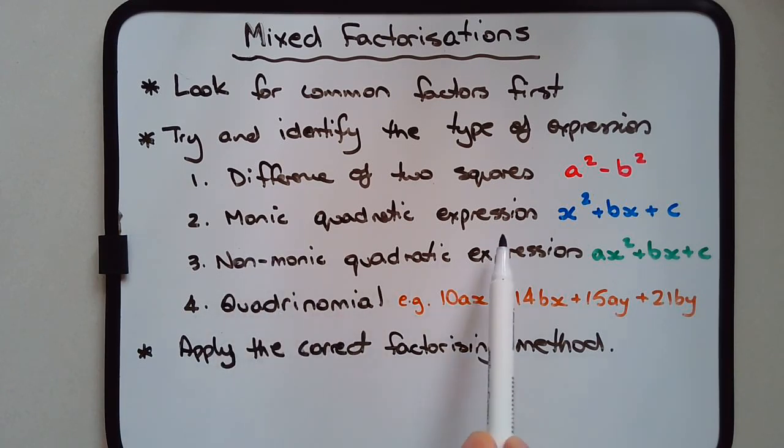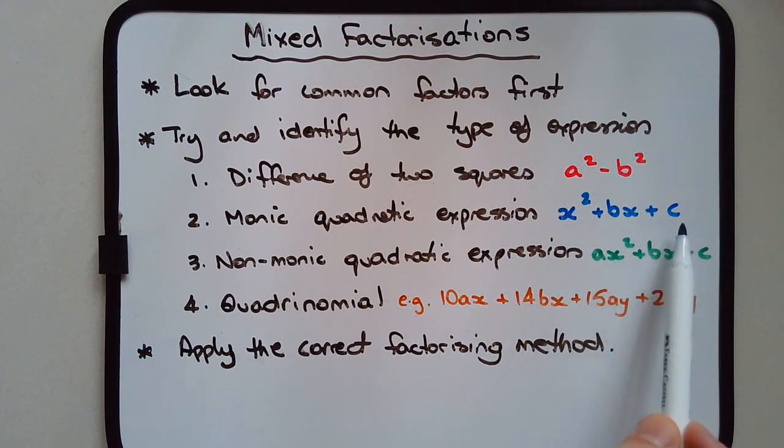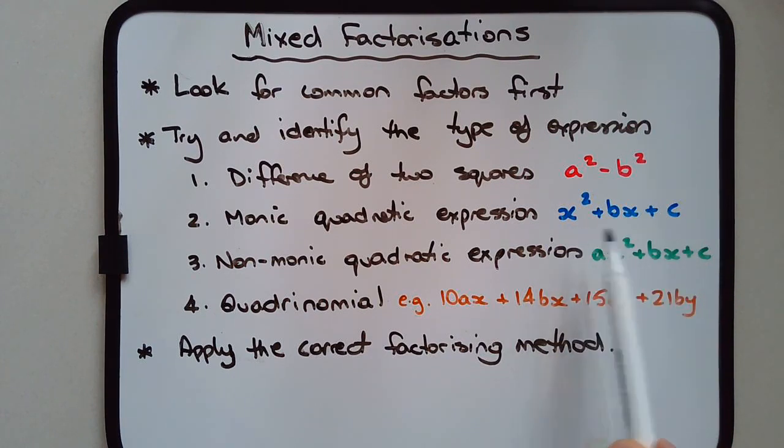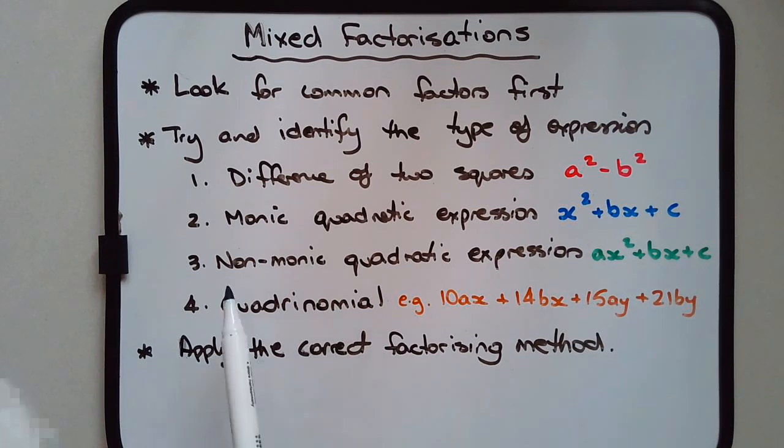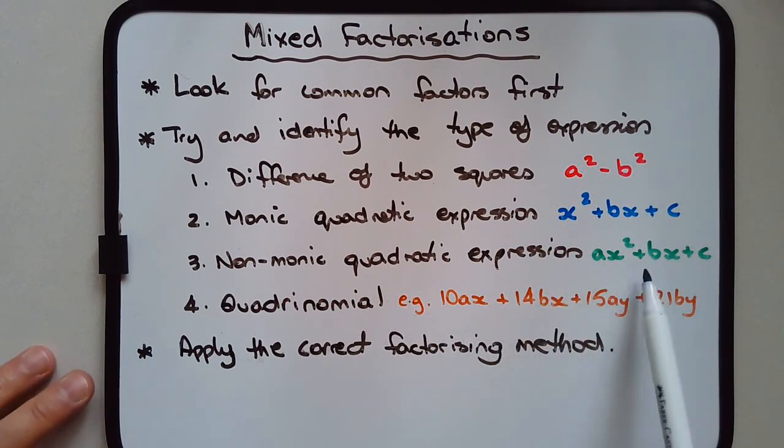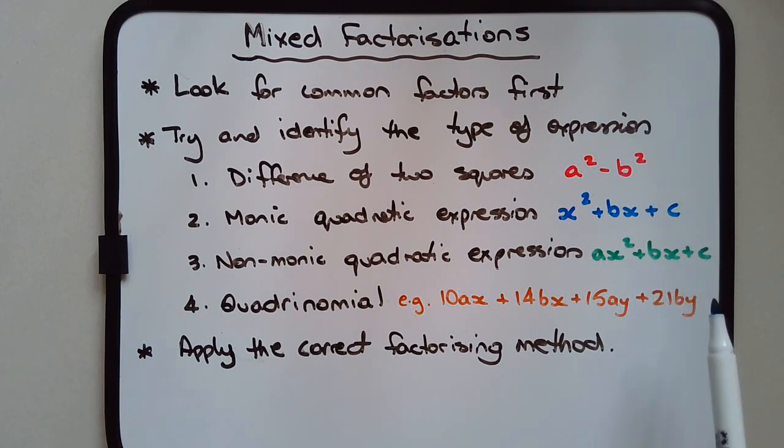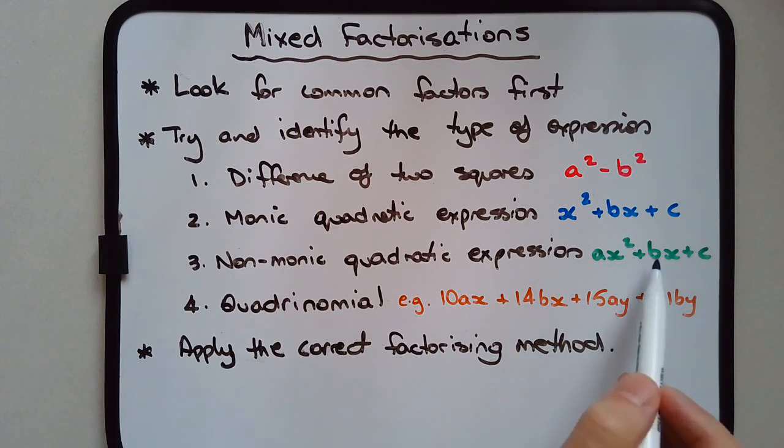It could be a monic quadratic expression, in the form x squared plus bx plus c. We try and find two numbers that multiply to give you the c, but when added together give you b. It could be a non-monic quadratic expression, in the form ax squared plus bx plus c, and there are two methods we can apply. We can either apply the cross method, if you remember that, or you can try and find two numbers that when multiplied together give you the product ac, but when added together give you b, and then apply the grouping in pairs method to split up the middle term.